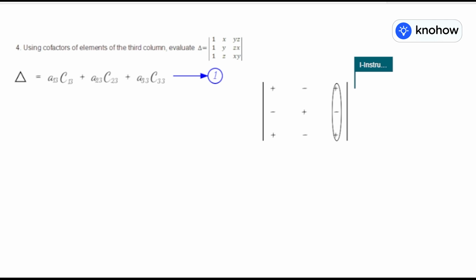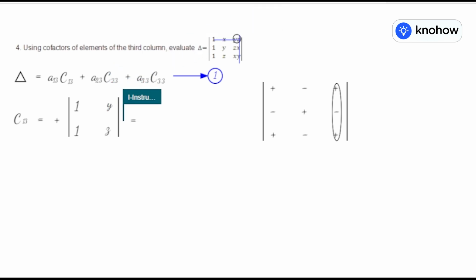So let me work out C13 first of all, and with the sign convention it will be plus times the corresponding cofactor. So the 1, 3 element is YZ, you delete the row and column through YZ, you are left with 1 Y and 1 Z, that is Z minus Y. So we have worked out C13 and now work out C23.